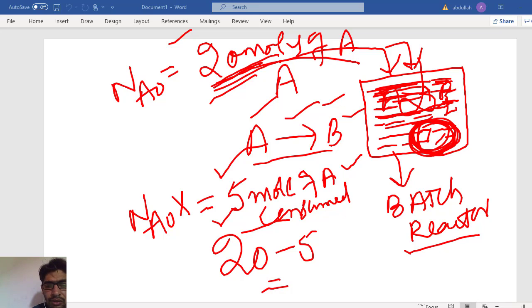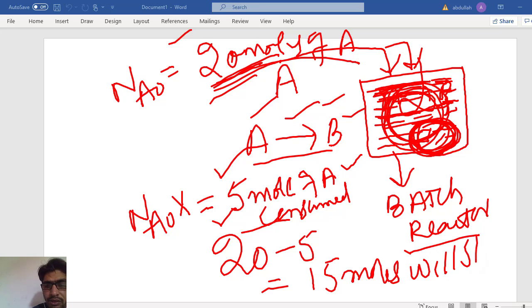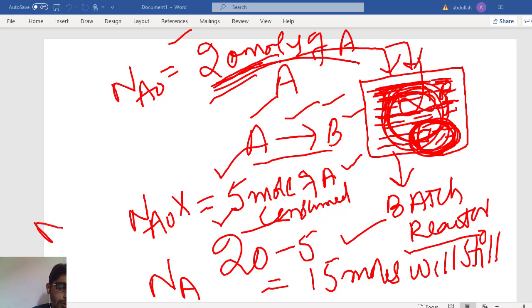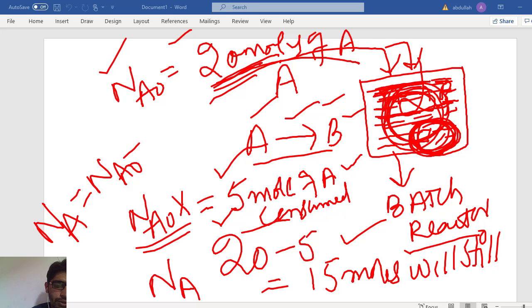So what will be there at the end of the reaction? At the end of the reaction, how many mole of A will be present in the reactor? It will be simply 20 minus 5, which is 15 mole of A still present in the batch reactor, which is denoted by Na. So Na is nothing but the initial mole of A minus the mole of A which converted into B.